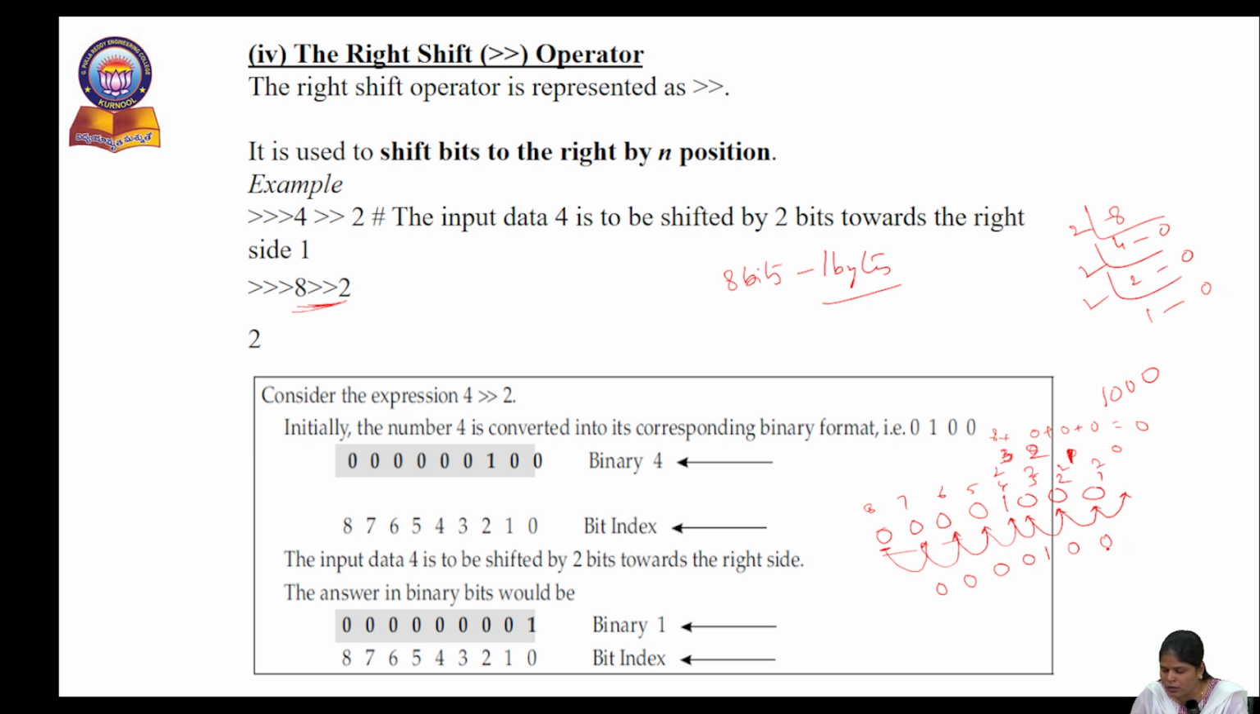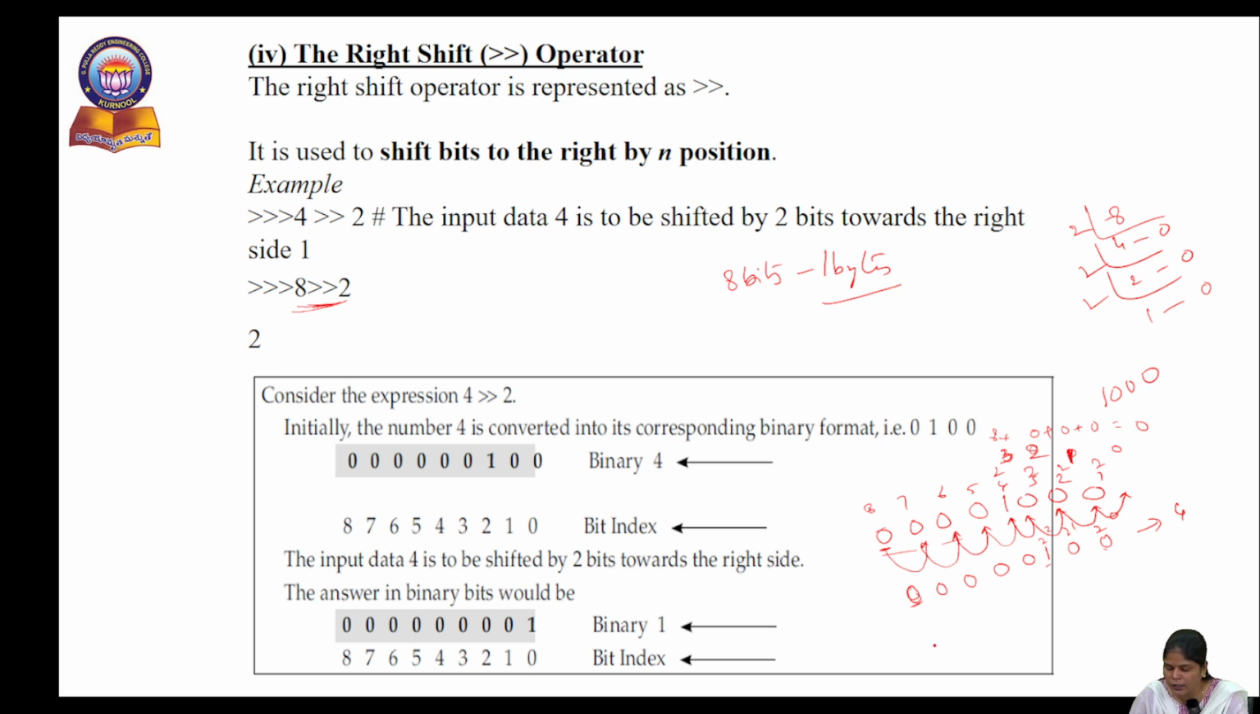Now the 1st position has been moved, there are no more places, so the 8th position is just filled with 0. Now what is the value after the first shift? 2 square, 2 power of 1, 2 power of 0, that means 4 I got.